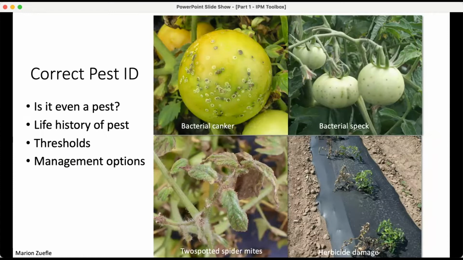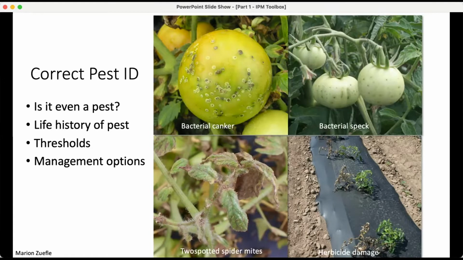So here I'm showing you 4 different images of tomatoes. The damage seen on each one is different. 2 are bacterial. We have bacterial canker and bacterial speck. 1 is caused by a mite, the 2-spotted spider mite. And then the last one isn't caused by a pest at all, but was due to herbicide drift. So depending on what the cause is or what the pest is, that's going to determine what management you're going to use to control it, and if you even can control it. So if you mistakenly think that the herbicide damage was due to a disease, then your management of, say, using a fungicide obviously would not be successful.